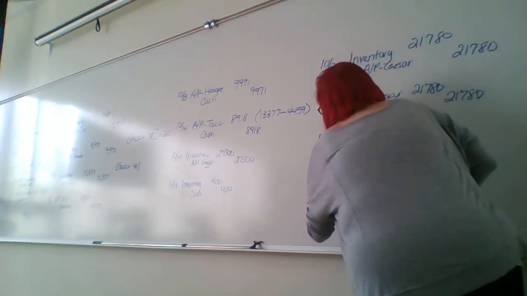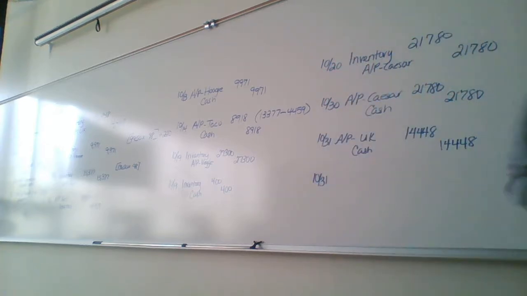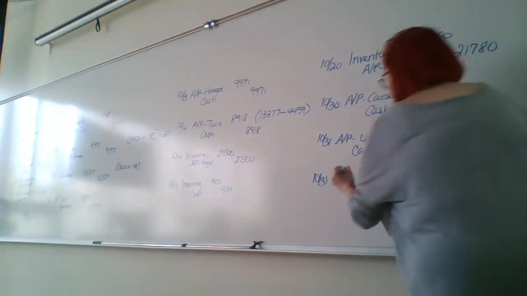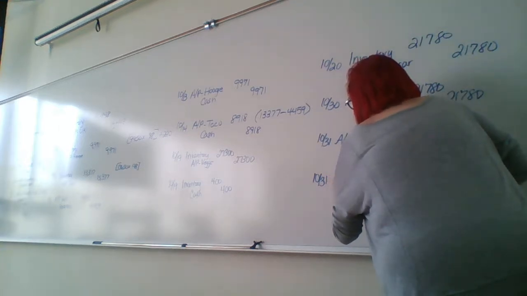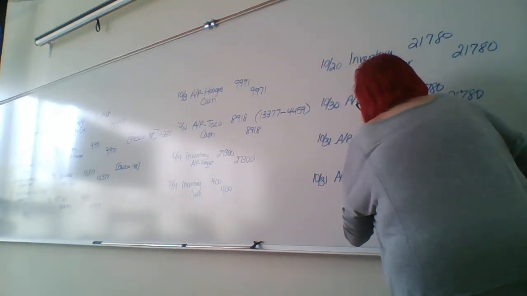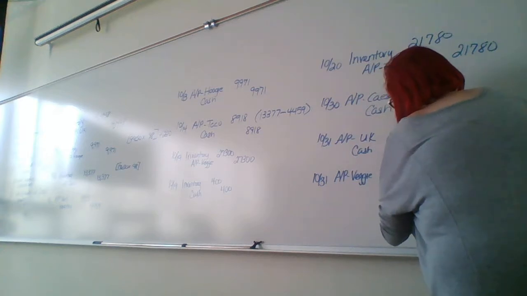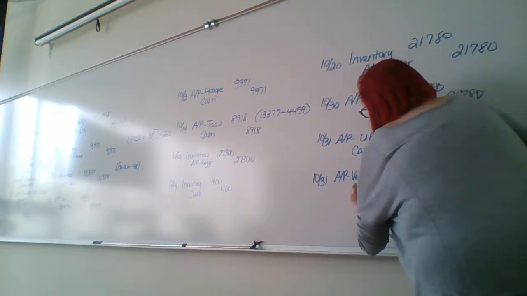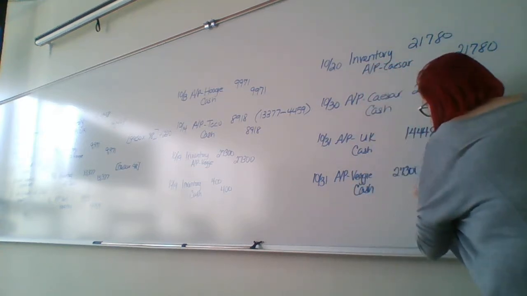And then on the last one that we have on 10/31, they tell us that we paid Veggie Company for the invoice on 10/19. And how much do we owe Veggie Company? $27,300. AP Veggie Company, $27,300. And we credit cash, $27,300.